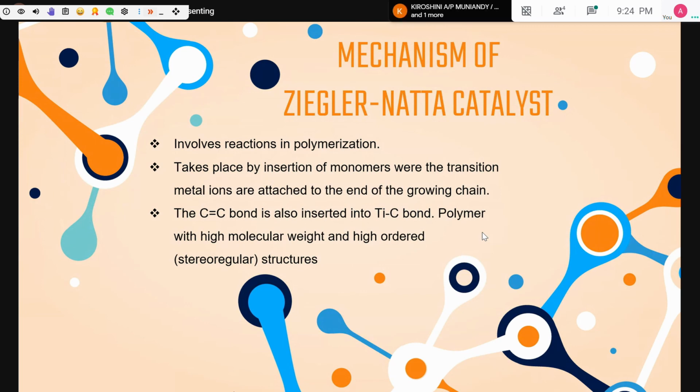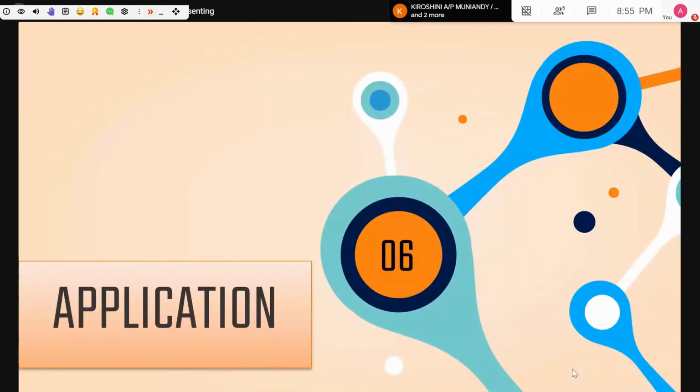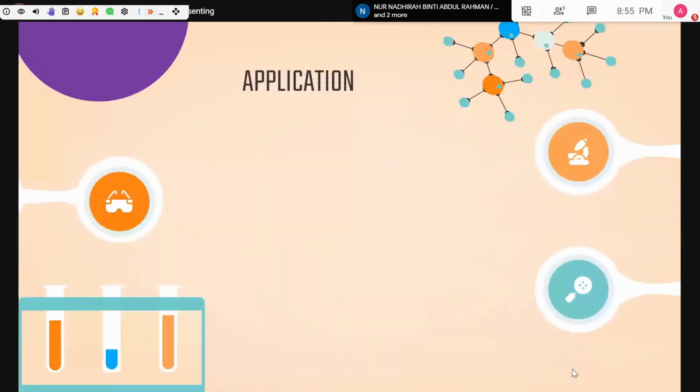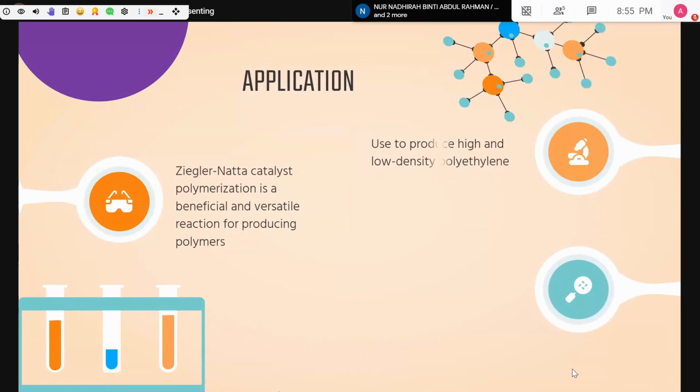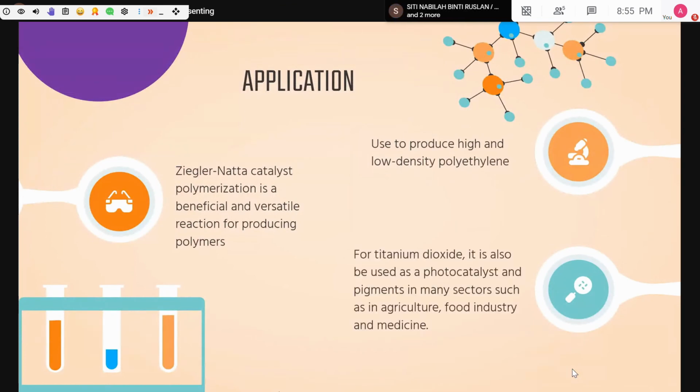So next it will continue with the application. The first example that we have is the Ziegler-Natta catalyst. Ziegler-Natta catalyst polymerization is a beneficial and versatile reaction for producing polymers. It is used to produce high and low density polyethylene. And the second one is titanium dioxide. It is also used as a photocatalyst and pigment in many sectors such as agriculture, food industry and medicine.